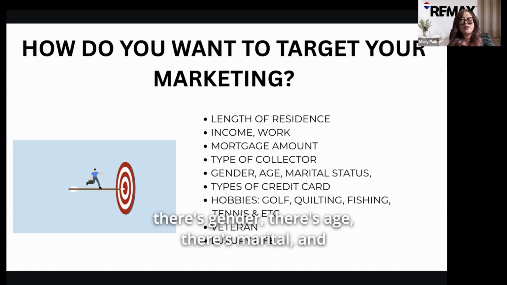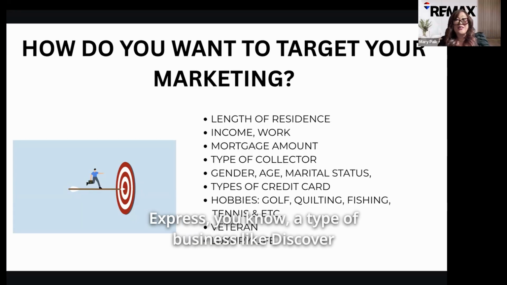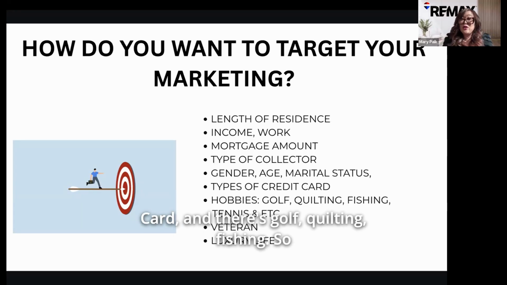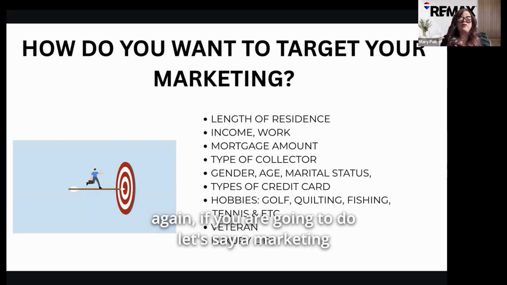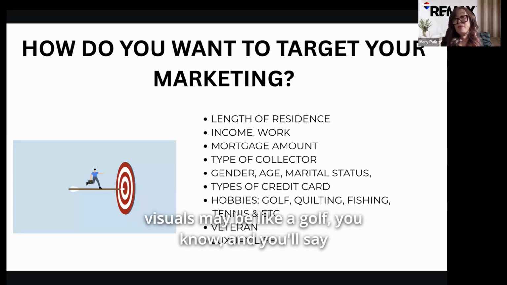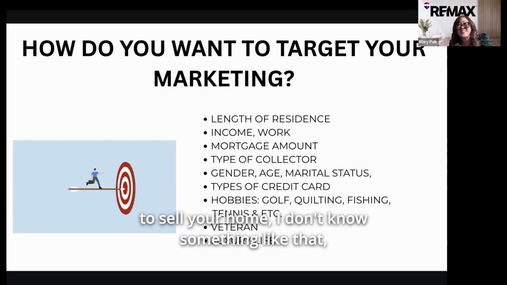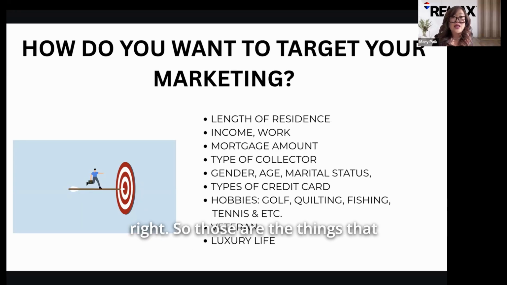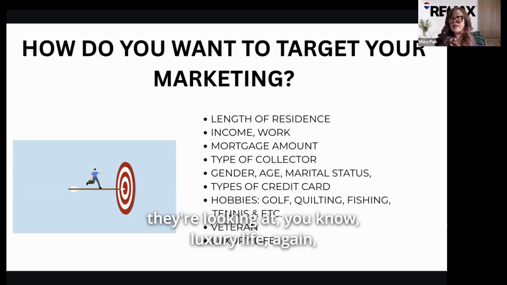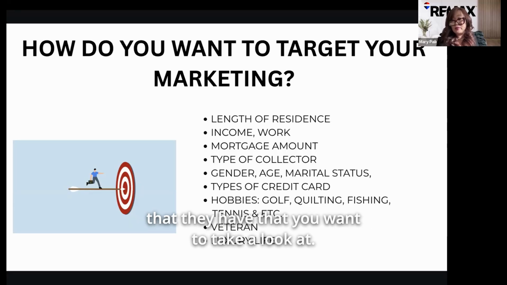And so there's gender, age, marital status, and the types of cards, like Platinum American Express, or a type of business like Discover card, and there's golf, quilting, fishing. So if you are going to do a marketing Facebook ad or Instagram ad, your visuals may be a golf theme, and you'll say something funny like, "Par with me to sell your home." I don't know, something like that, right? So those are the things they're looking at, luxury life. Those are the types of criteria you want to take a look at.